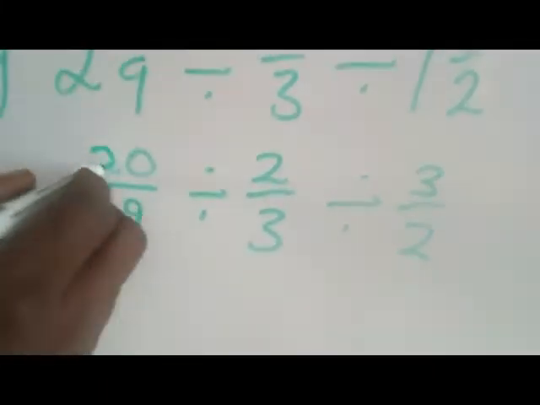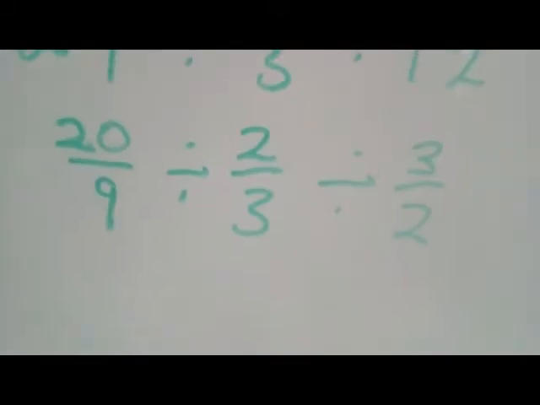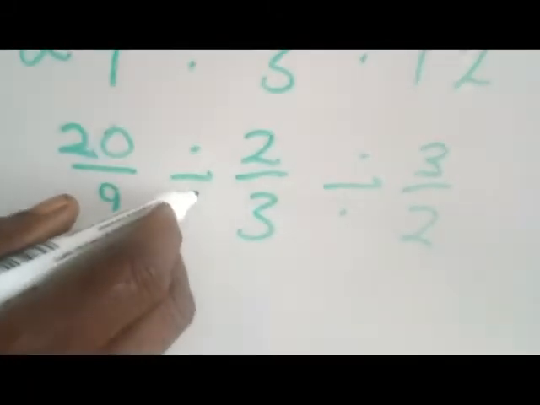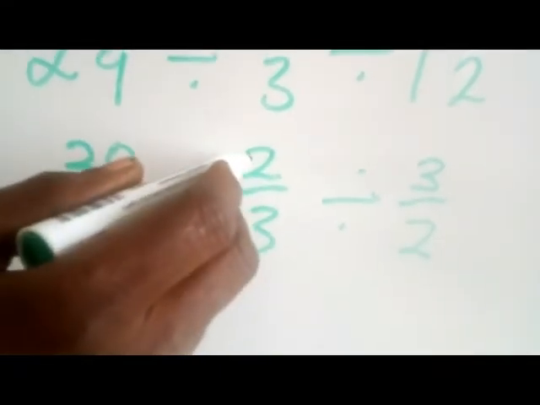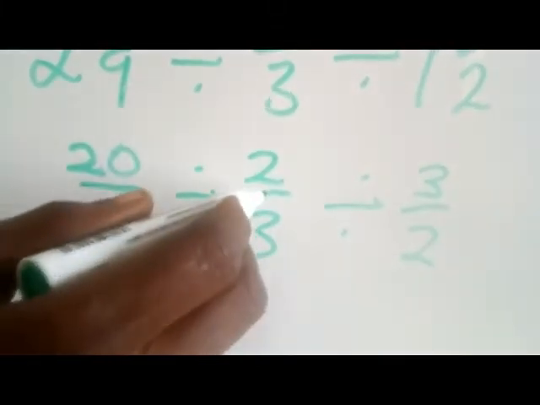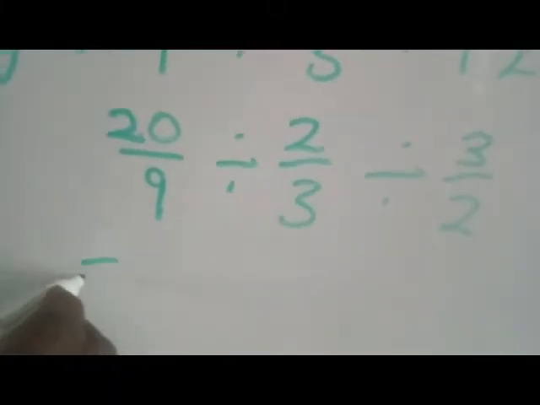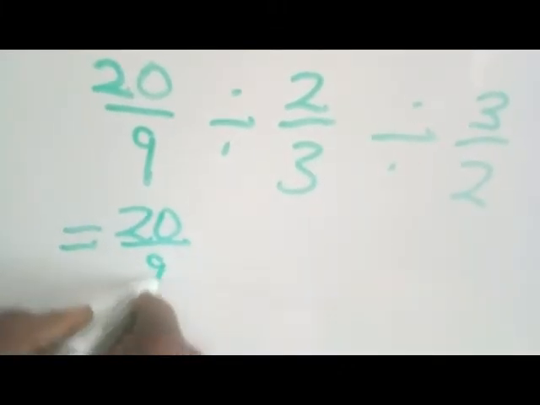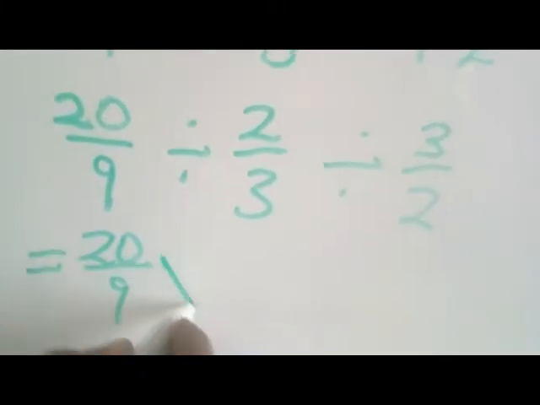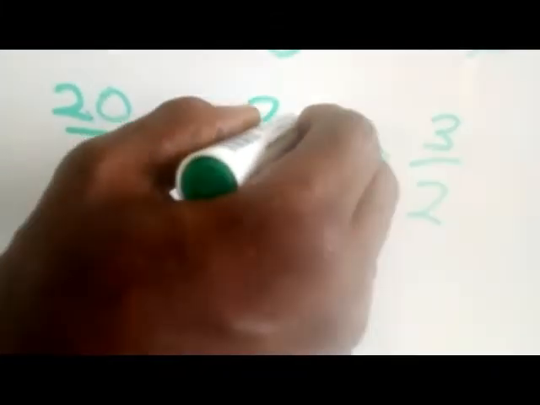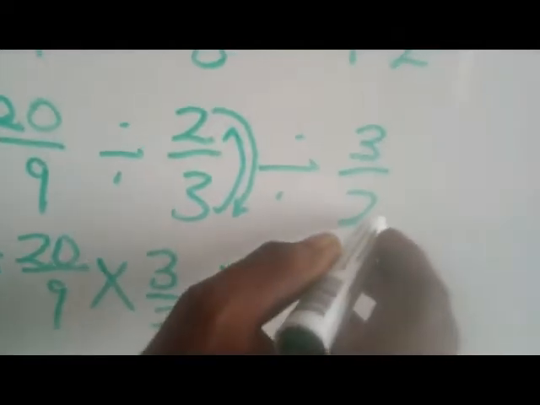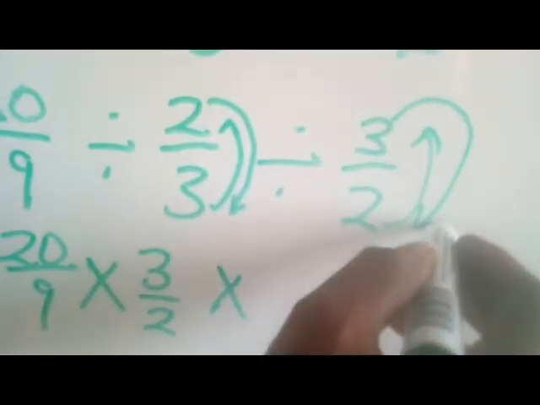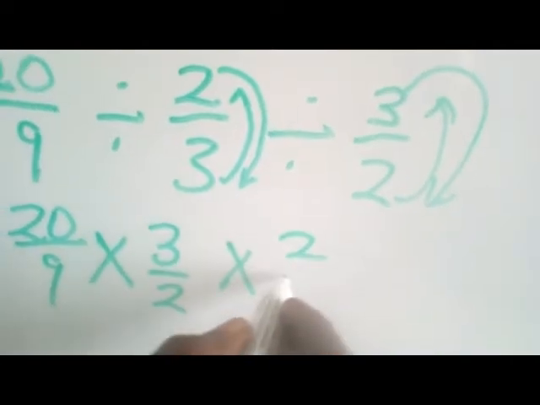So the next step now, having done this, is to change the sign. And the rule is that when you change the sign, the number in front of the sign must change. That is, the denominator will become the numerator, and the numerator will become the denominator. This is what I'm saying. 20 over 9. When I change the sign now to multiplication, this one will go up, while this one will come down. So this now becomes 3 over 2. I do the same thing here. This one goes up, and the one up will come down, and we have 2 over 3.